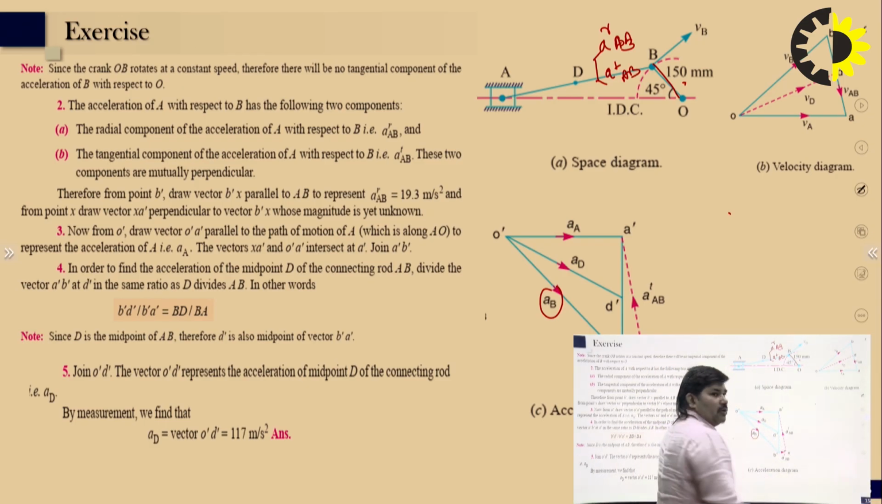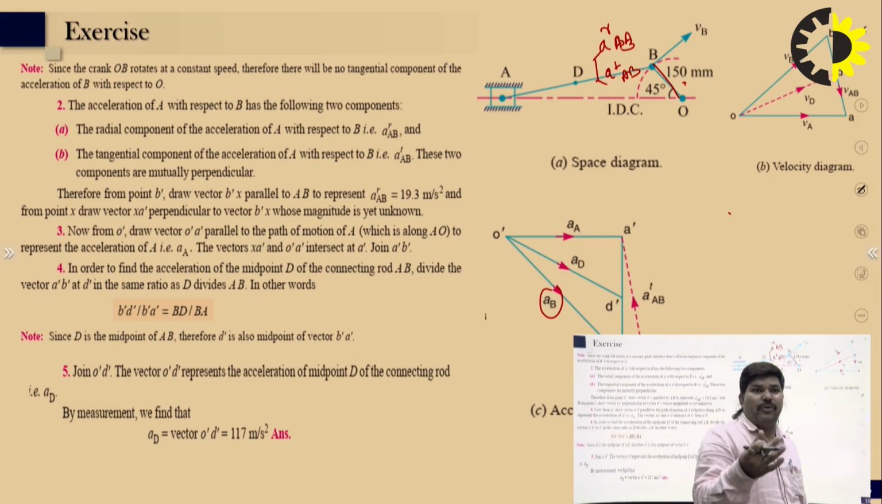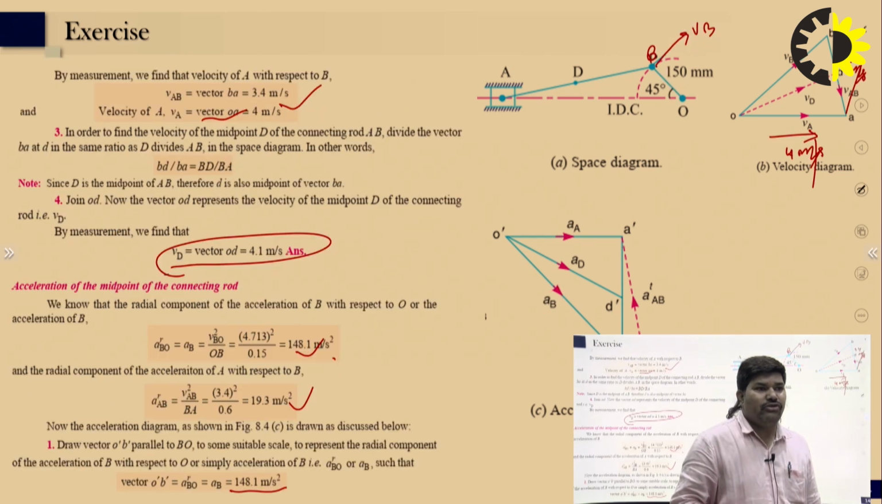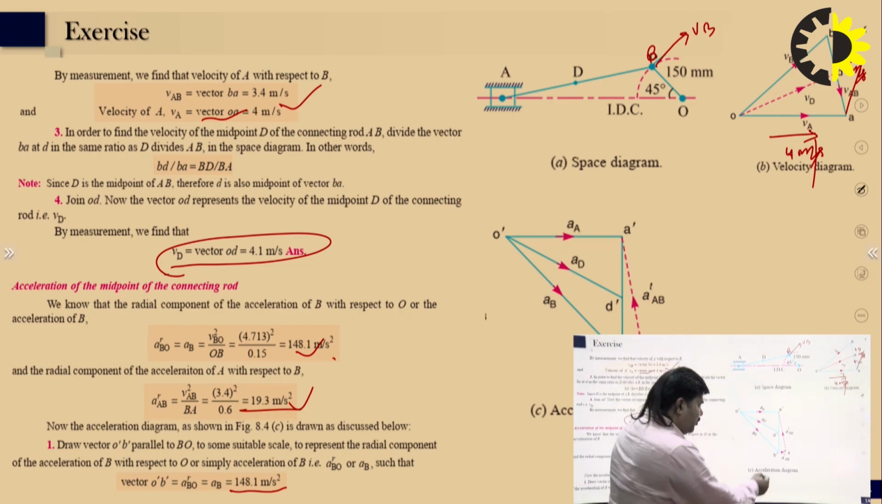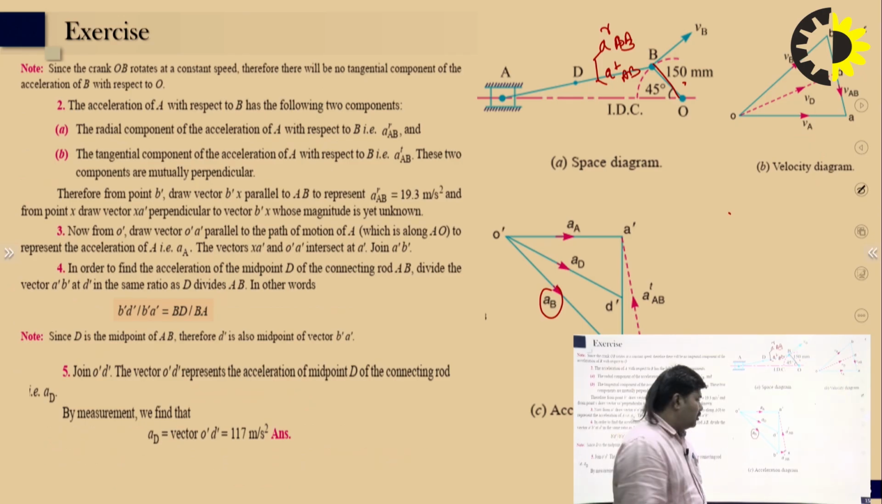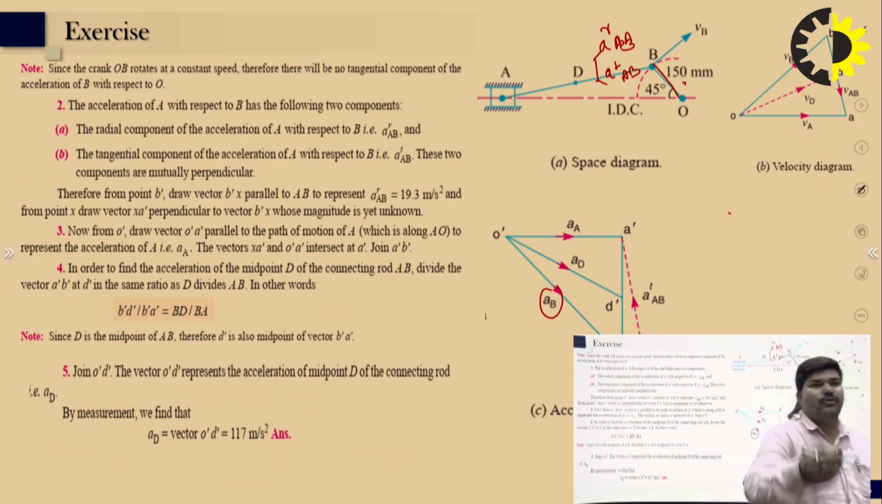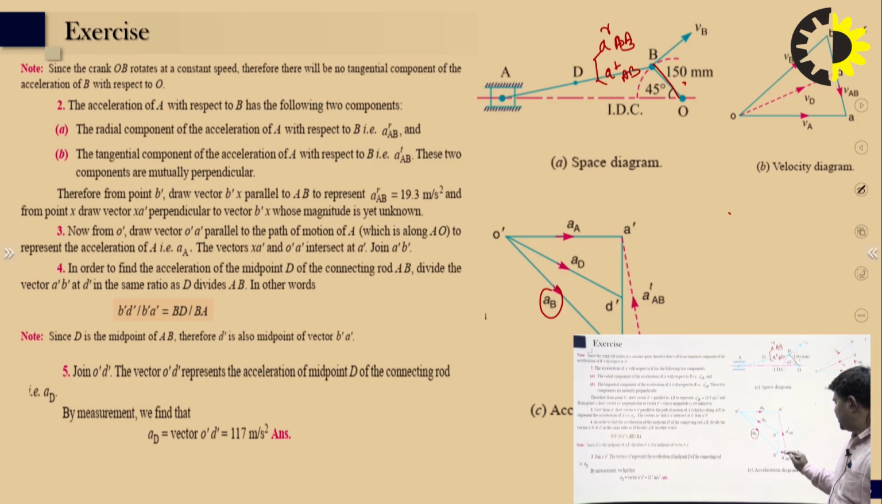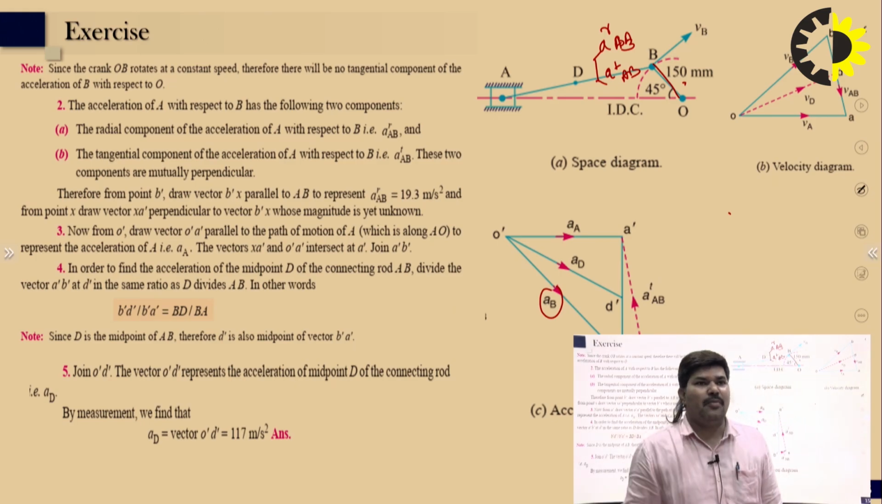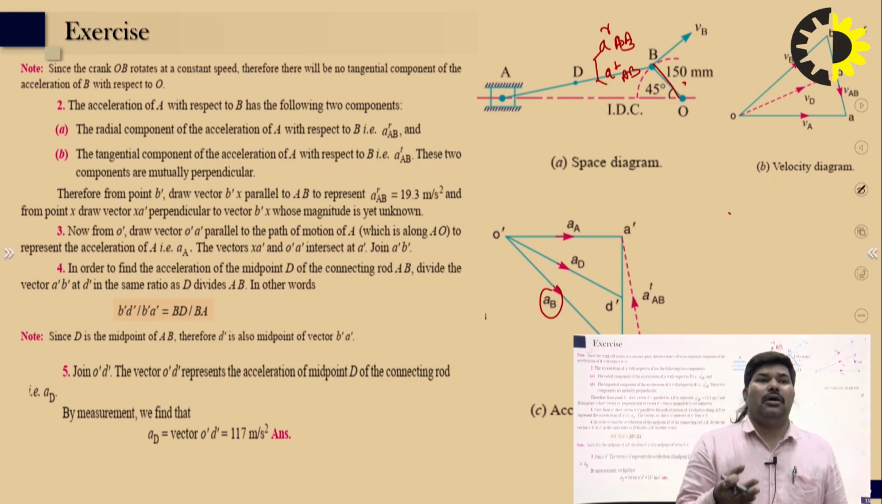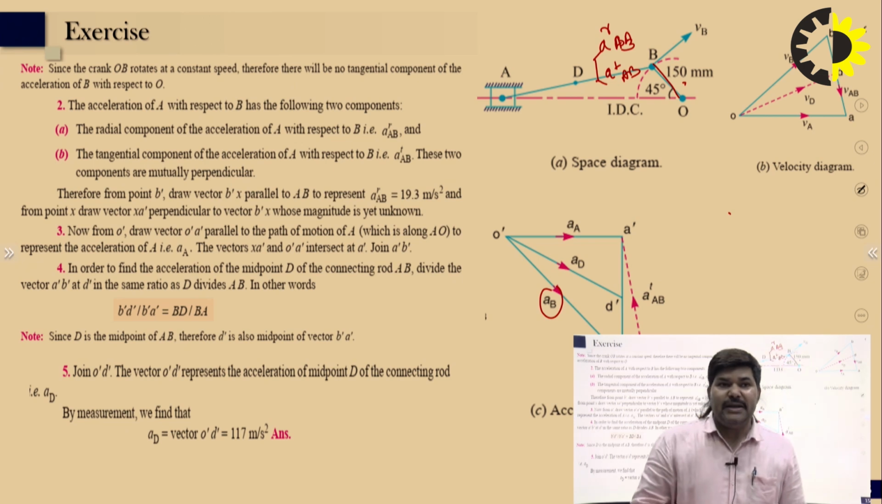From B dash we draw the radial component. The radial acceleration we calculated in the previous slide. You can see the radial component ARAB is equal to 19.3 meter per second square. So from B dash to X dash we draw the radial component, and B dash X dash is parallel to this link AB. Then from radial to tangential, we draw X to A dash as the tangential component, but we don't have the tangential value, only the direction is given.